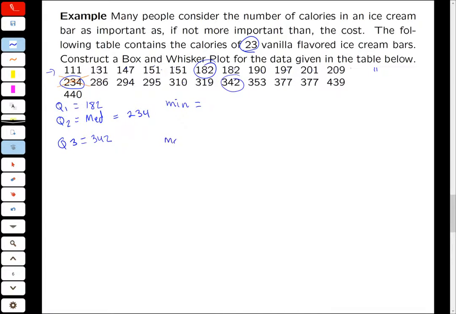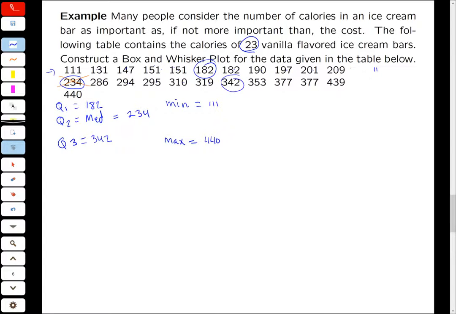What is the smallest data value and what is the largest data value? 111 is the smallest, and what's the largest? 439. Oh, 440. It's on the next line down there. I'd crossed off 234 and I just didn't even look down there anymore. Yeah, 440. So the minimum and the maximum.